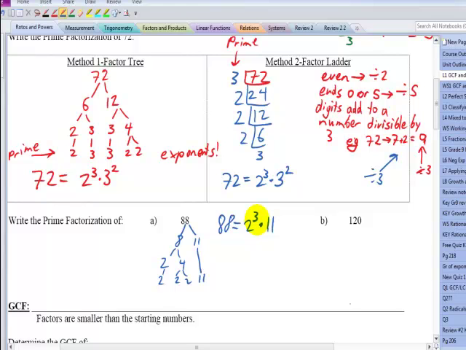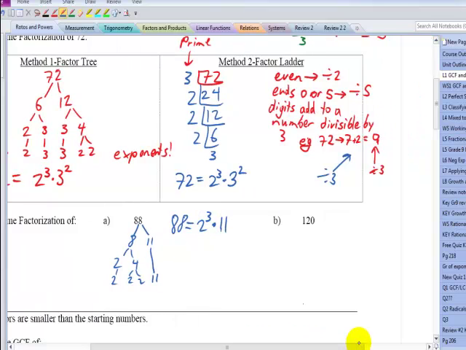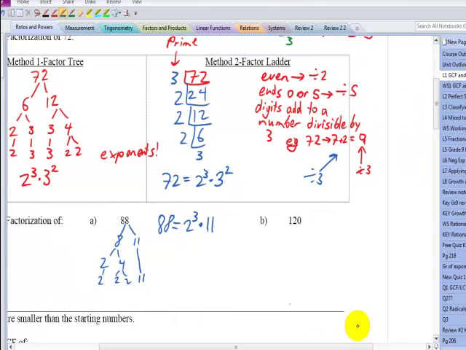How many people got this? Hands up. All right, 120. Go ahead. You guys might have already started. Finish it off, please.